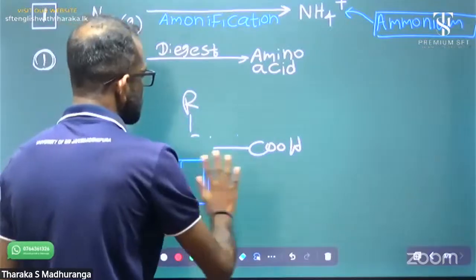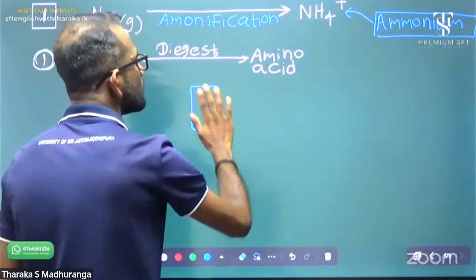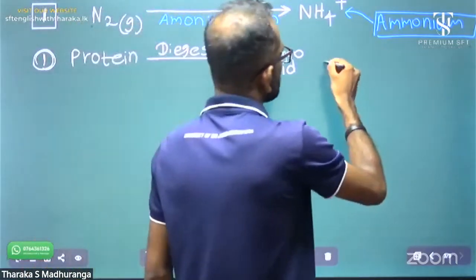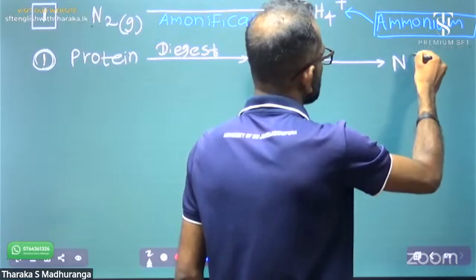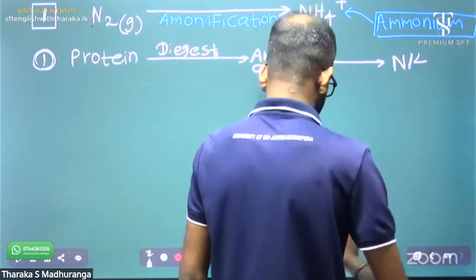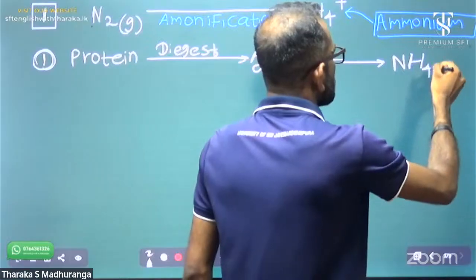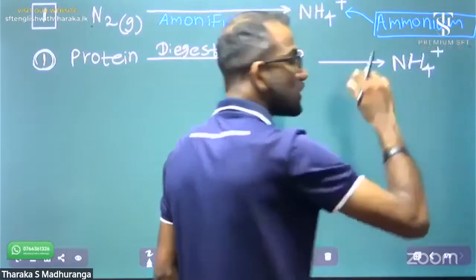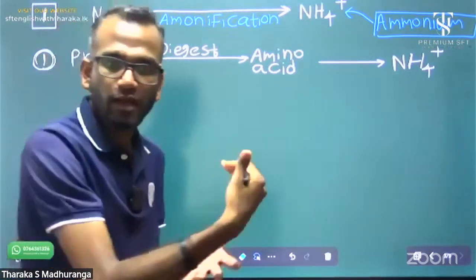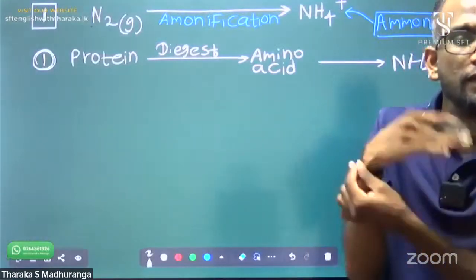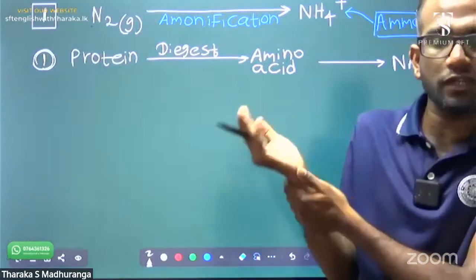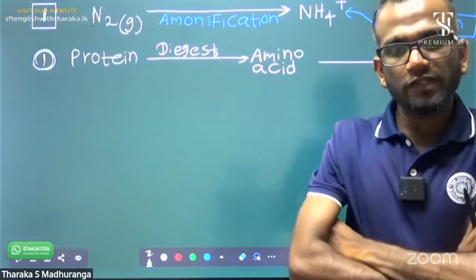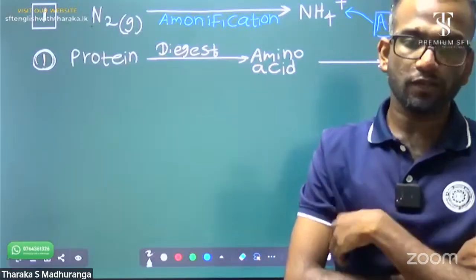The nitrogen combines with hydrogen, and using microorganisms it is again converted into NH4. This is one type of ammonification, not a step. Protein is digested to amino acid, the amino acid contains nitrogen, and it is converted into ammonium ion, sorry, not ammonia.